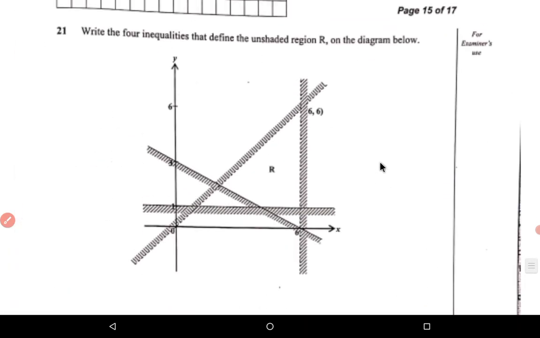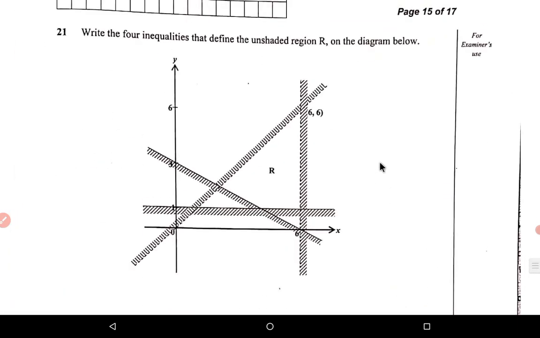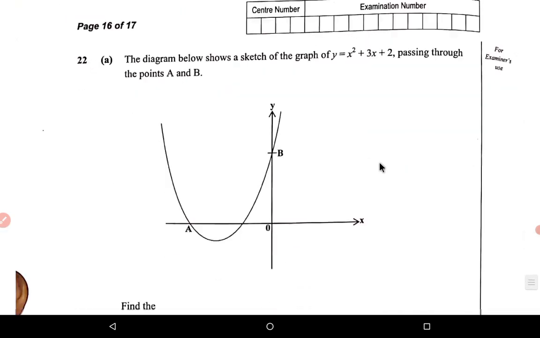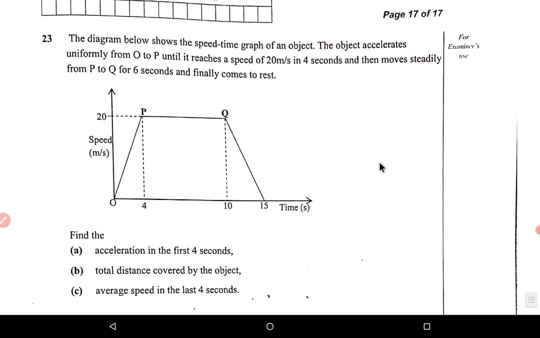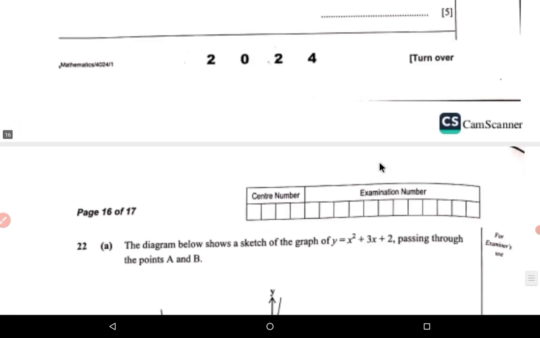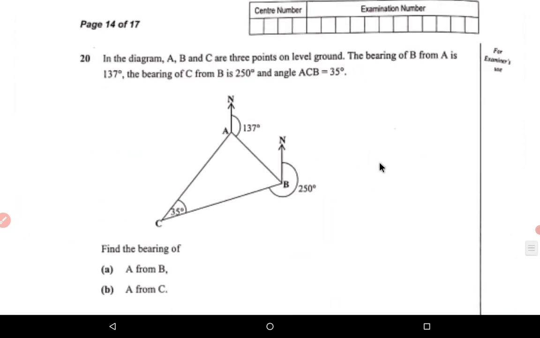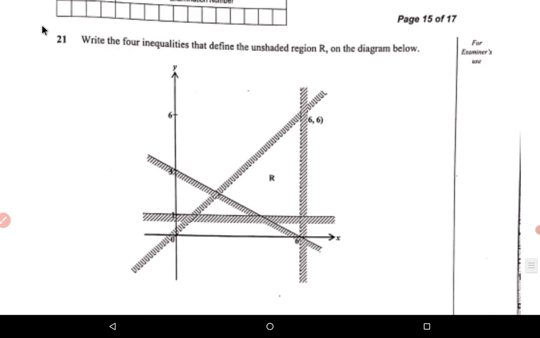Okay, so this is a question. Write the four inequalities that define the unshaded region. We have quite a couple of questions. I was hoping I'd finish the whole paper. Let's see how far we can go. So, write 4 inequalities that define the unshaded region R.